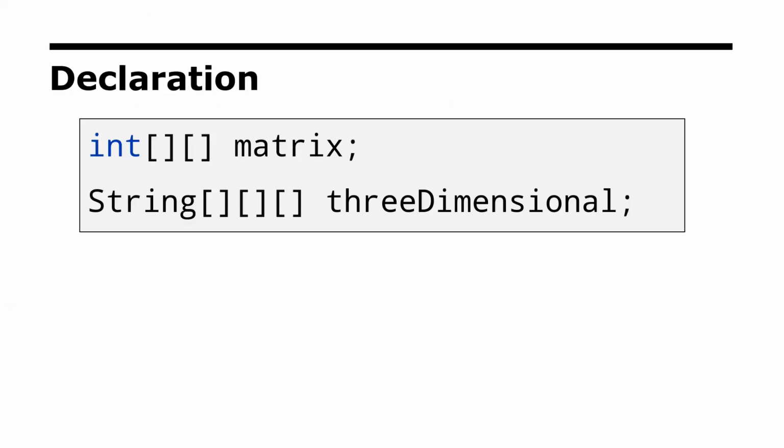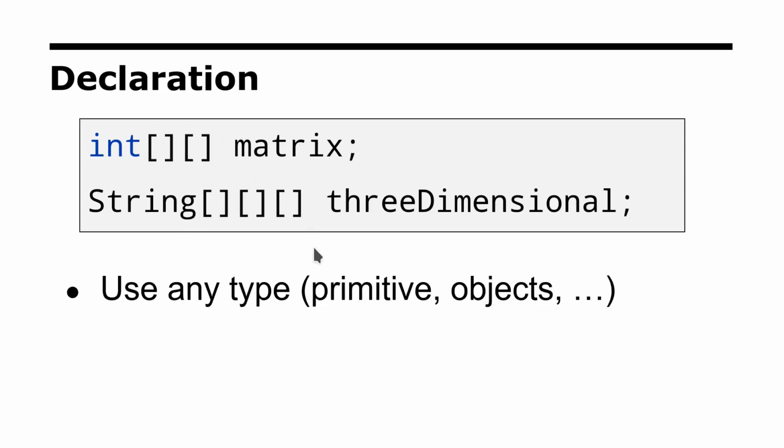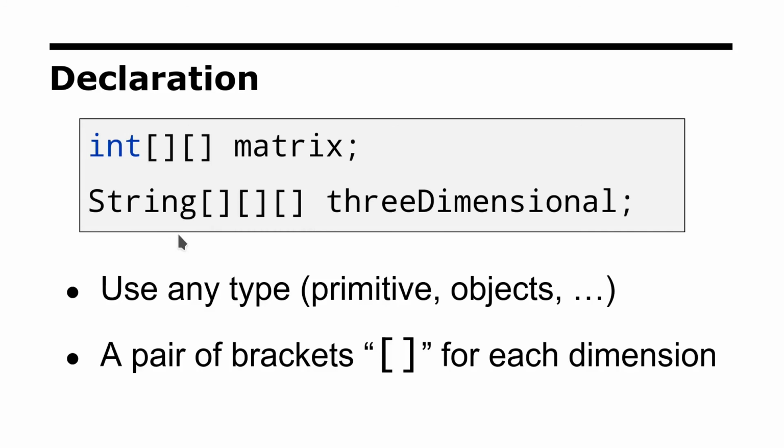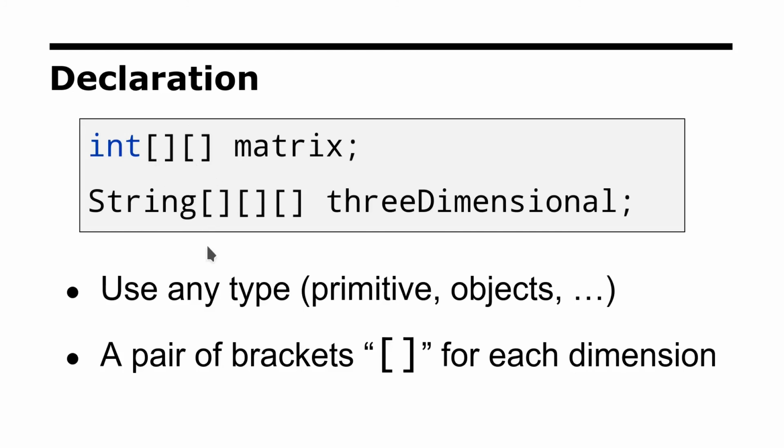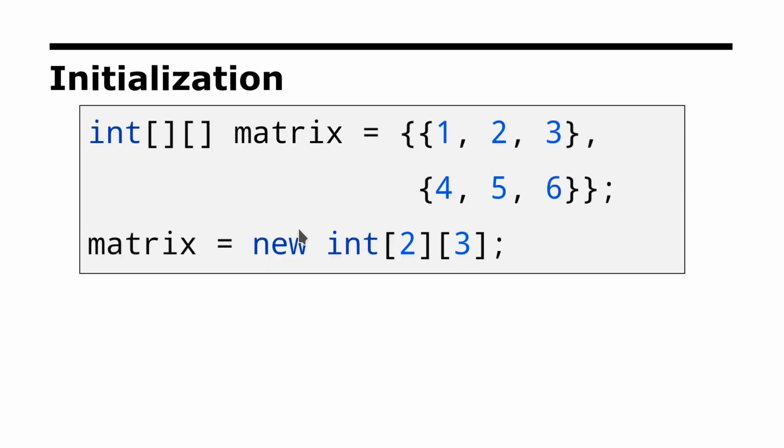So we've seen declaration of multidimensional arrays like this, a two-dimensional array or a three-dimensional array. We can use any type. We can use int, string, or custom types, and each pair of square brackets will correspond to a dimension. So here we have a two-dimensional matrix or a two-dimensional array, and here we have a three-dimensional array.